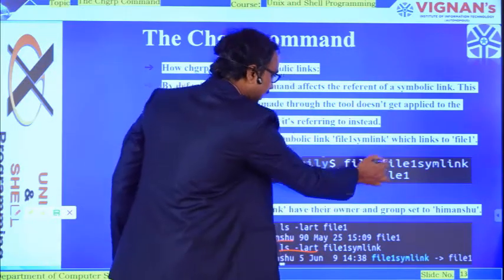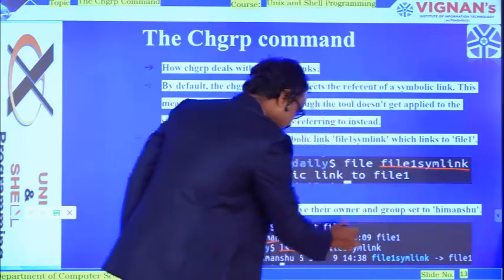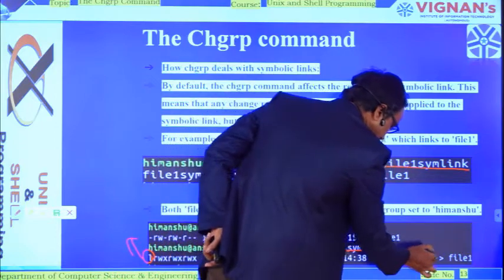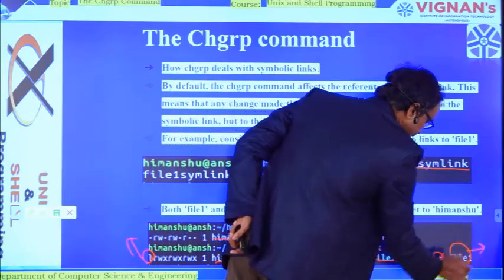Now, what is the symbolic link name? We have applied here file1 symbolic link. Just type this one, file1 symbolic link here. Finally, the file symbolic link and then the pointer name and whatever file1 we are having.